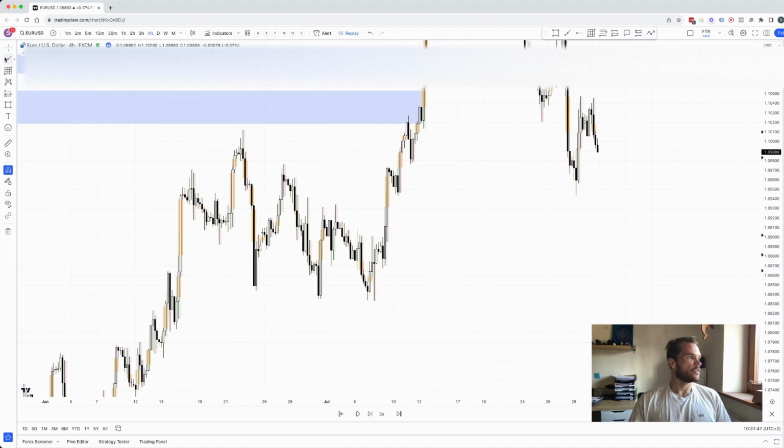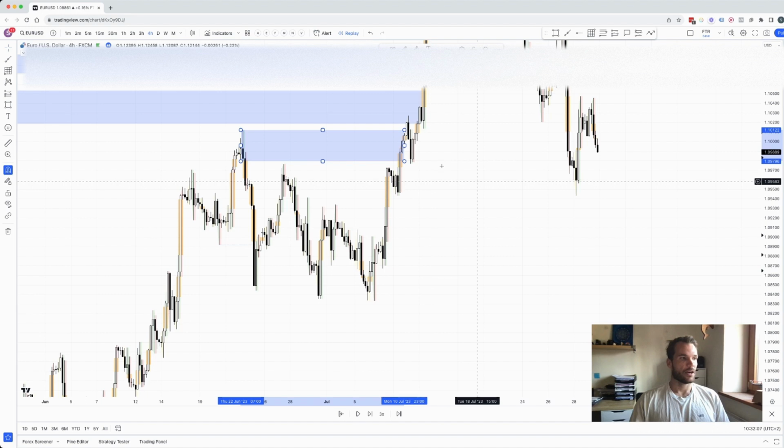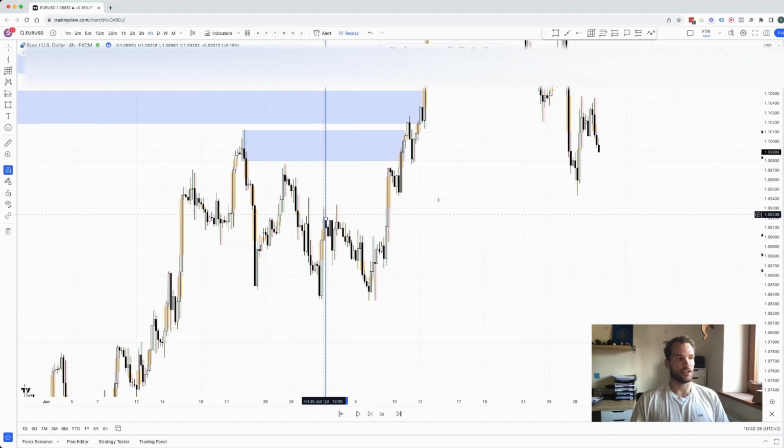Okay, we had this area here was a big break of structure. This was a very nice order block, unmitigated until here. But we're looking at July price action because we're pretty much pretending like July hasn't happened yet. Here onwards hasn't occurred yet, okay? So here to the right, we're just assuming that.